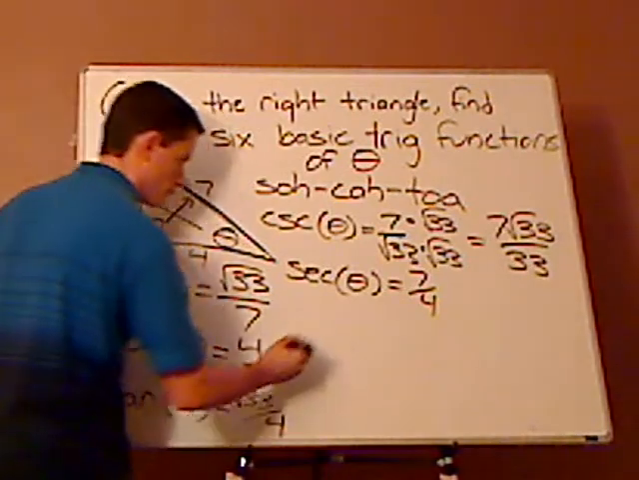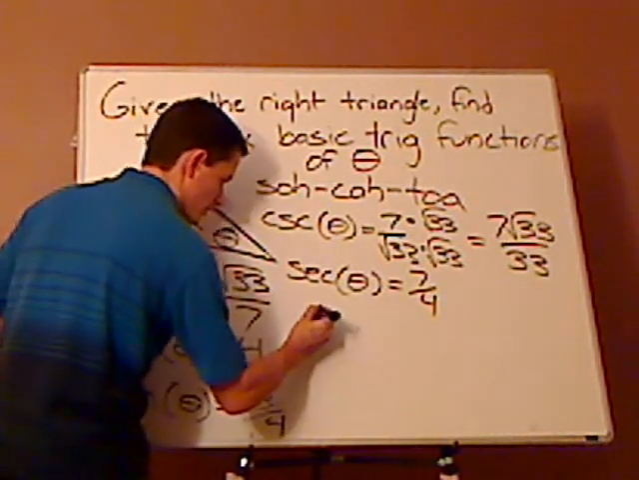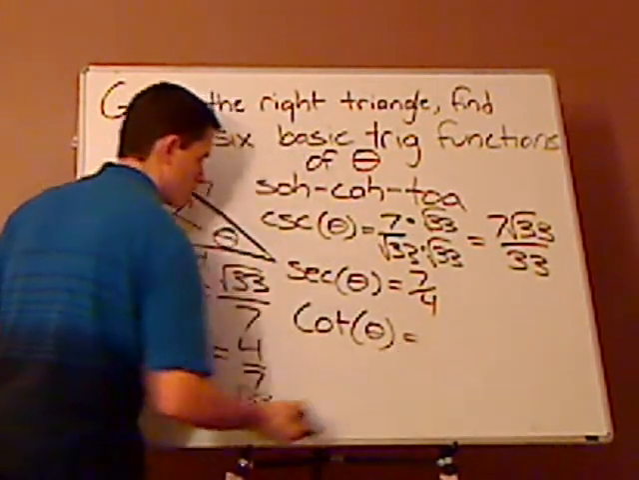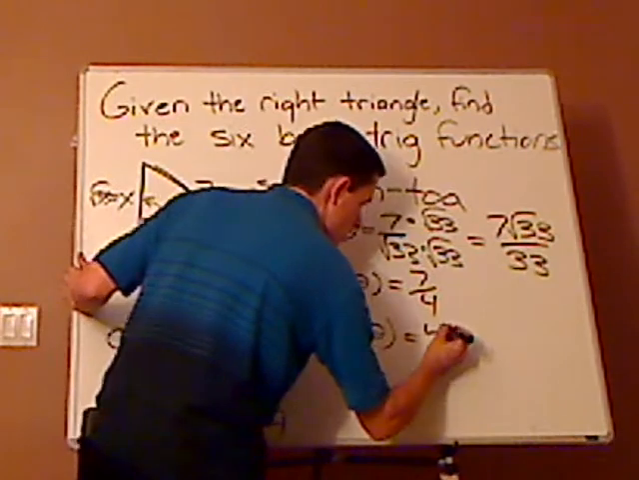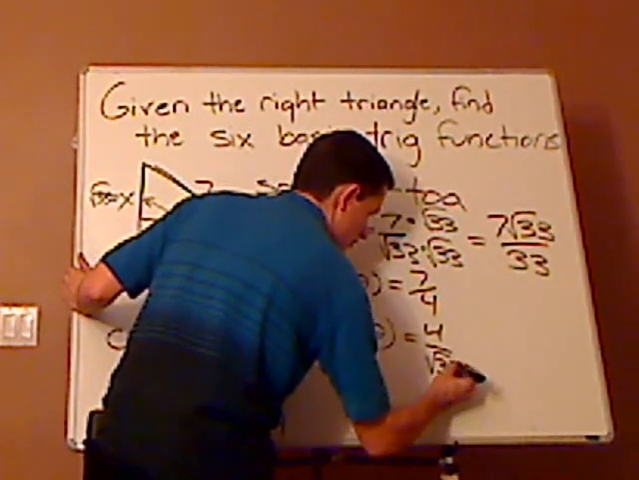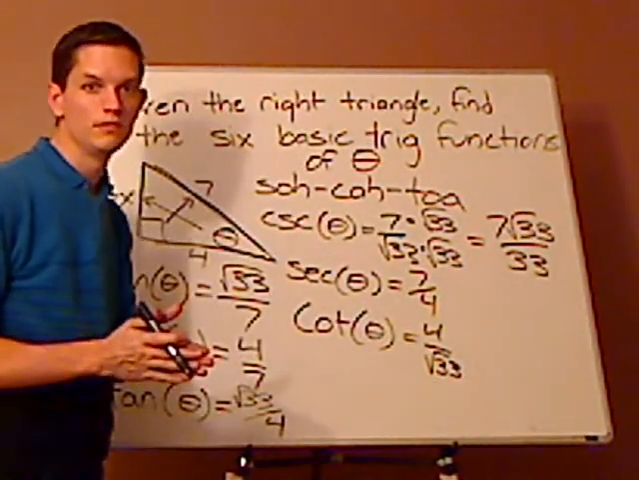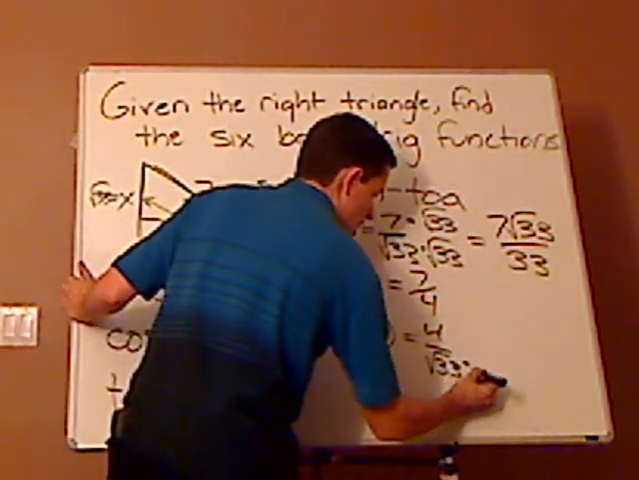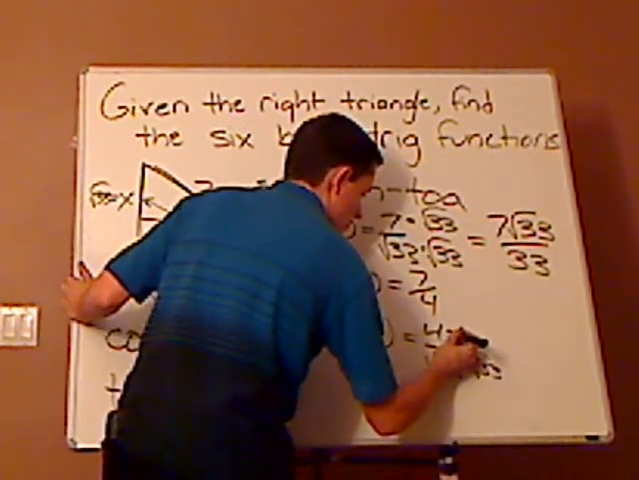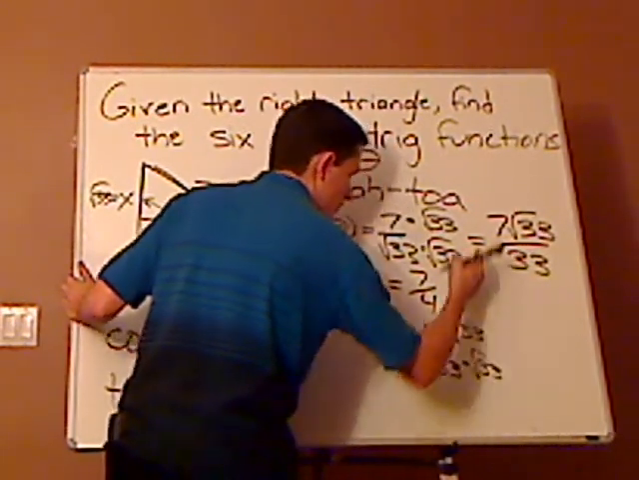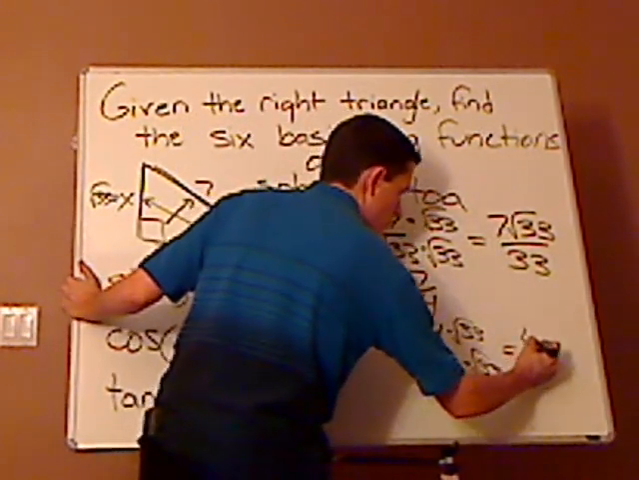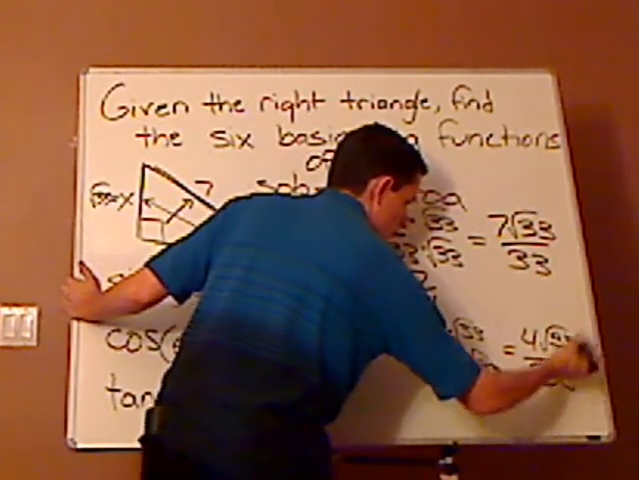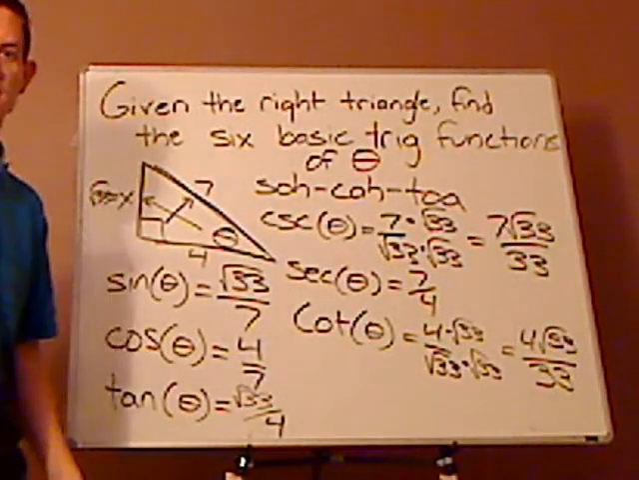Now, the reciprocal function of tangent is cotangent of theta. So it flips it. So it's 4 over square root of 33. Now, again, because no one likes a radical in the denominator, you multiply the top and the bottom by square root of 33, like what you did here. And so you get 4 square root of 33 over 33. And that's it.